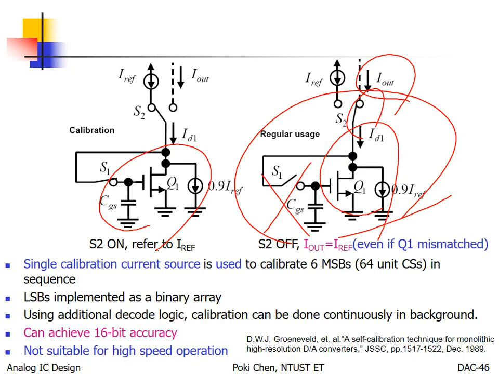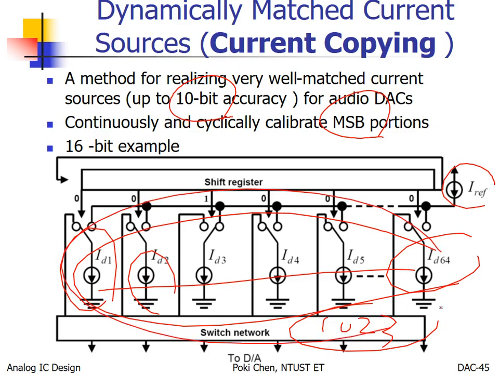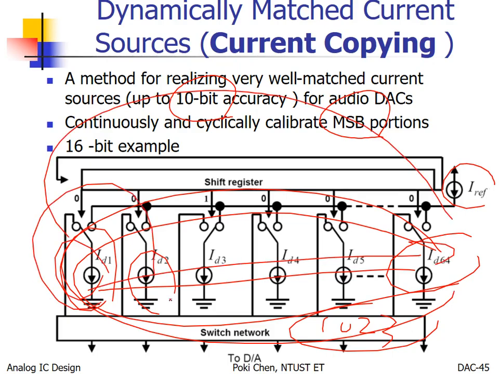According to leakage, after calibration, you get the correct voltage. But at the same time, according to leakage, the voltage will be changed. So, it's really upsetting. Such calibration needs to be done continuously. You calibrate the first to the end, then back to the first. It means what?